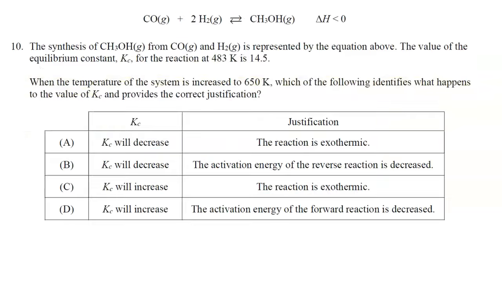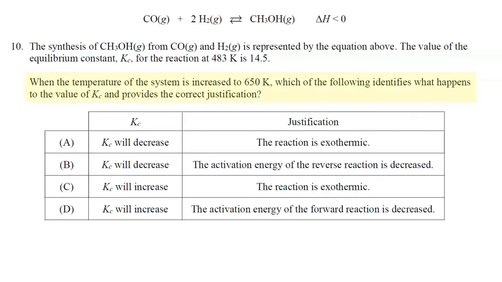Now let's take a look at question 10. In question 10, it says the synthesis of CH3OH, which is methanol, from CO, or carbon monoxide, and hydrogen, is represented by the equation above. And the value of the equilibrium constant, Kc, for the reaction at 483 Kelvin is 14.5.